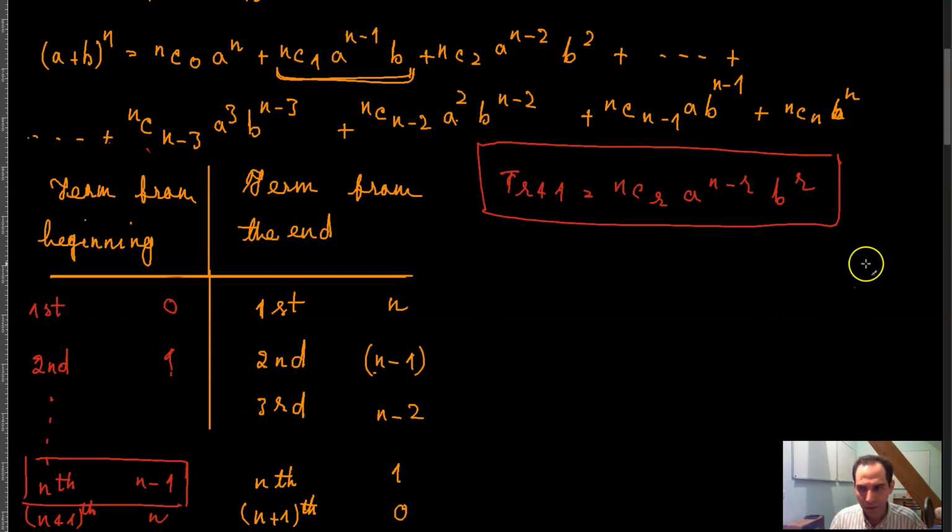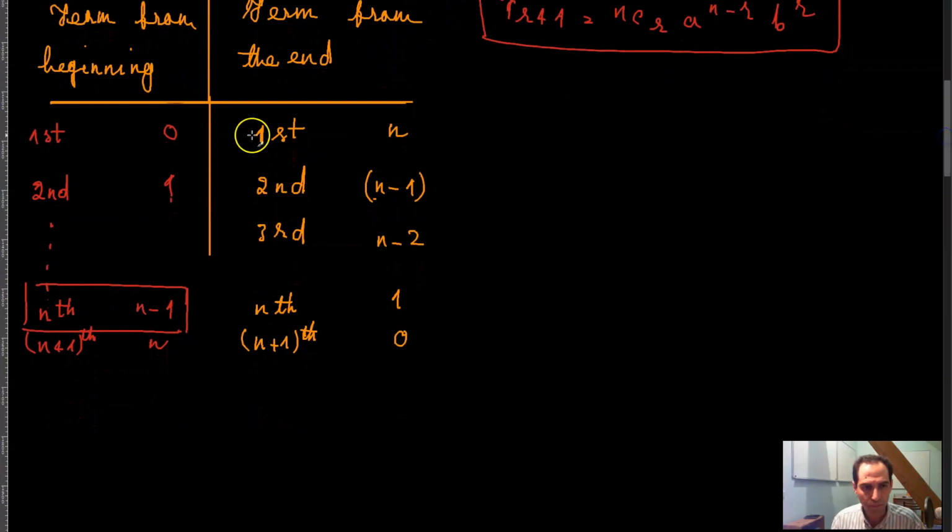So you can see that when we are talking about the first term from the beginning, the value of r is 0 there. And when we are talking about the first term from the end, the value of r is n over there. And then you can just keep subtracting from there until you get to the value of r that you're looking for.